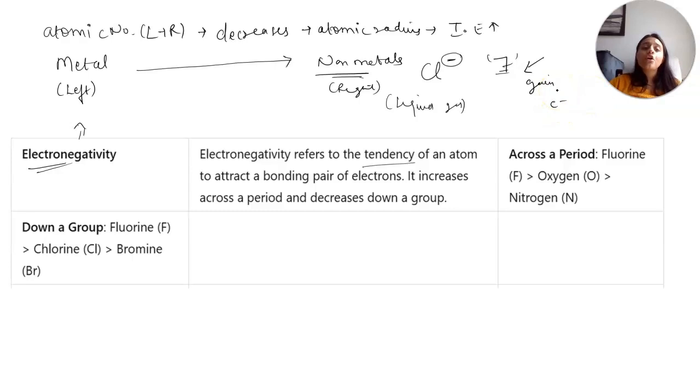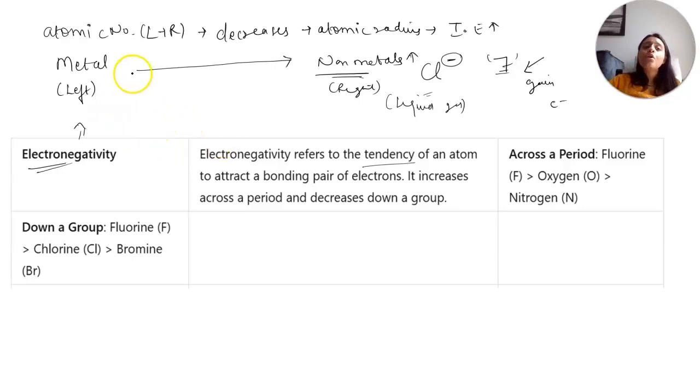But in chemistry, always remember that an element which is gaining an electron, which is accepting the electron, gets a negative charge on it. That is why the tendency of an element to gain an electron means it has the higher electronegativity property. So non-metals generally have higher electronegativity, because they have the tendency to gain electrons and make their electronic configuration stabilized.